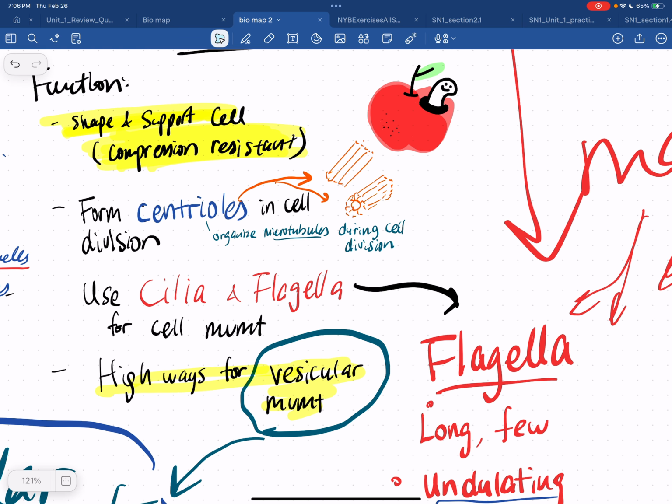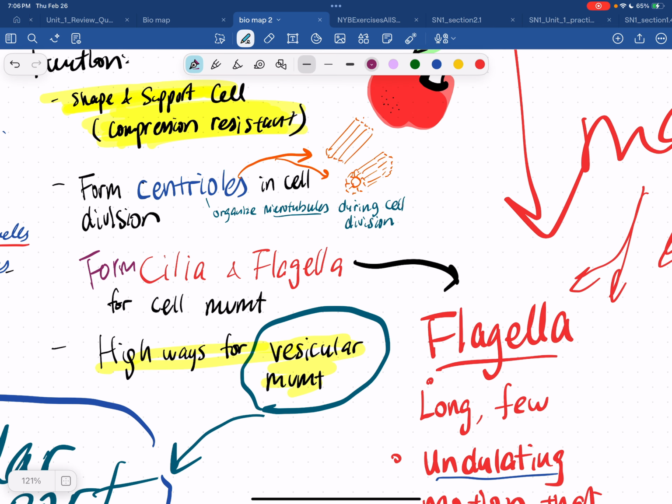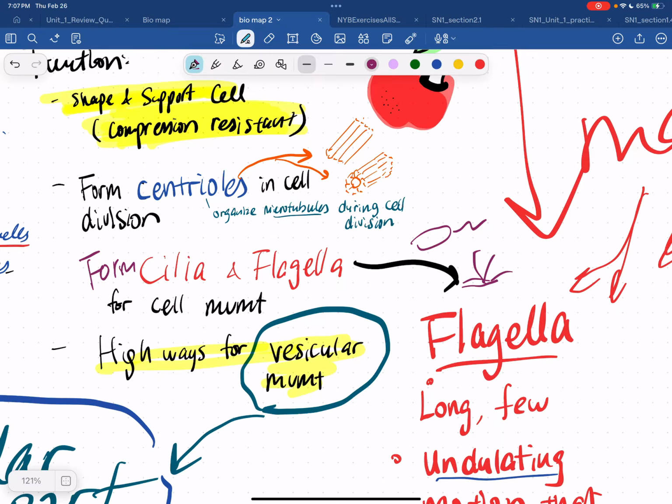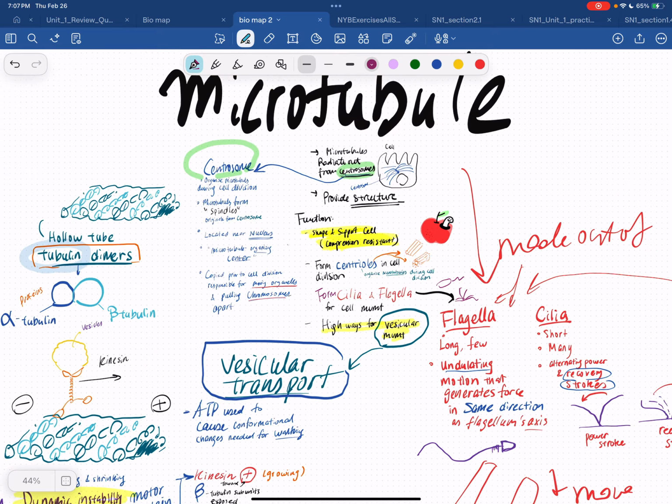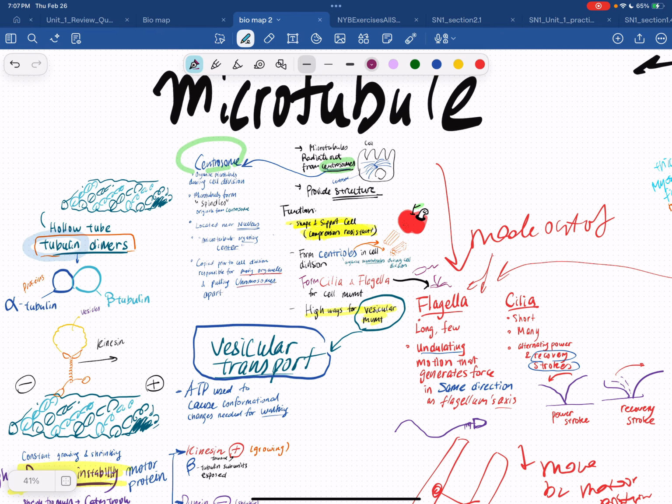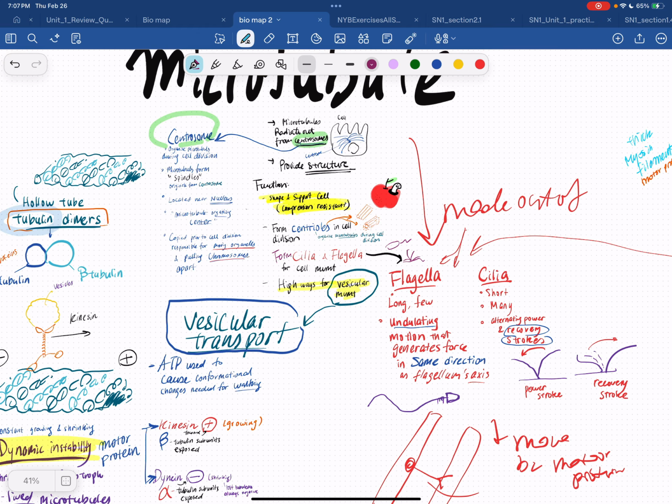They also form cilia and flagella for cell movement. Cells that are able to move, that have flagella or cilia on the membranes, have them made out of microtubules. And they are highways for vesicular transport. That's also very important. One of their major roles, other than shape and structural support, is as vesicle transport highways.